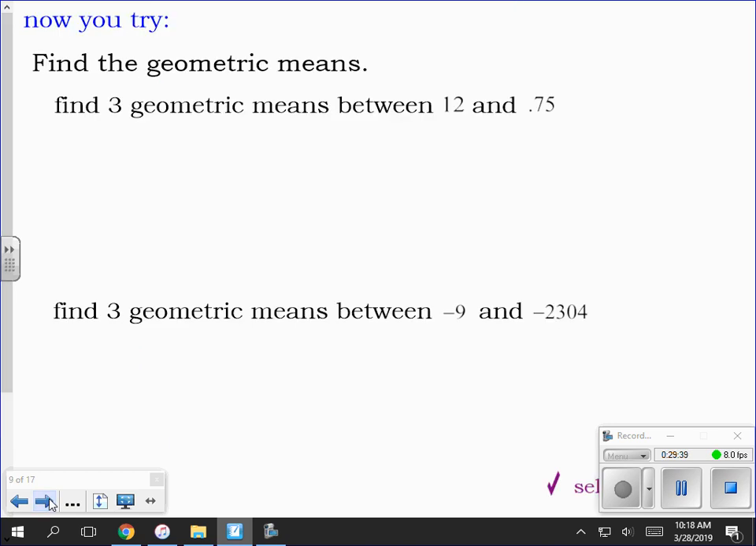Your turn, do those. And you can have a decimal for the first one, that's not a problem because you have a decimal in the problem.